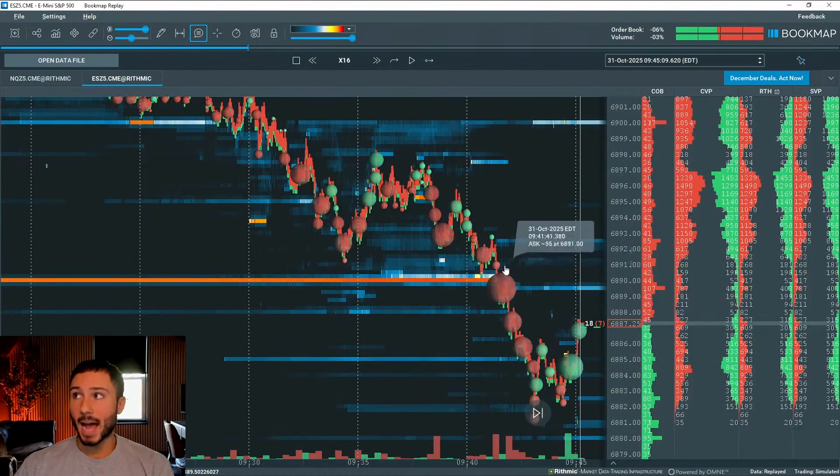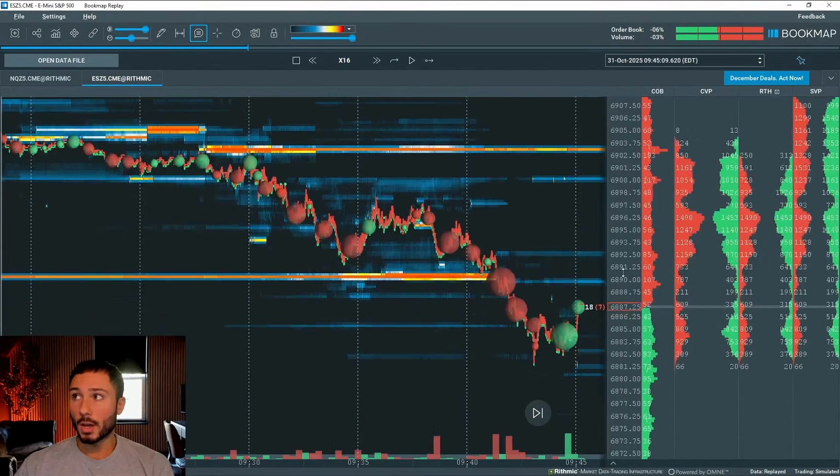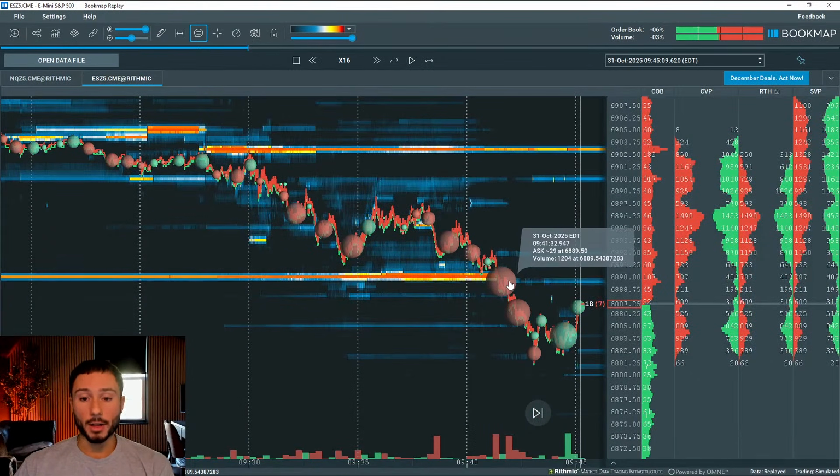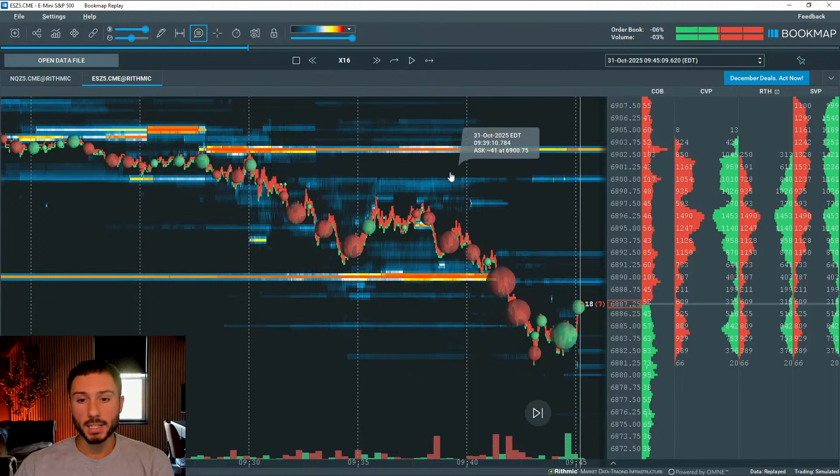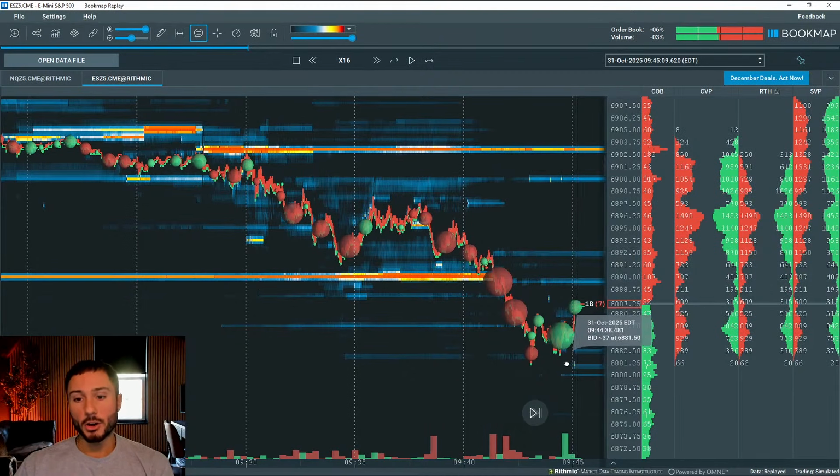Here we see the delta outliers as the market's selling off. Again, just those large selling volume dots indicating there was a lot more aggressive selling than there was passive buying, and then the market continues to move down.